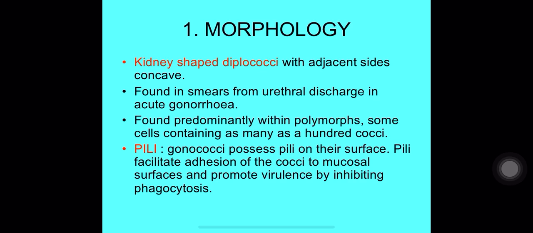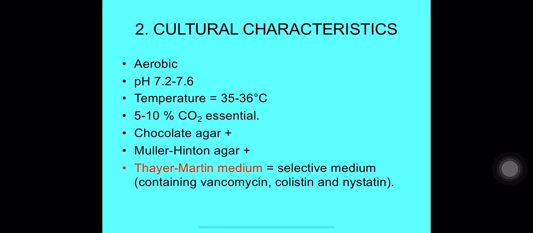Gonococci have pili on their surface. These pili act as a virulence factor. They help the bacteria to adhere to the surface of mucosa and promote virulence by inhibiting phagocytosis.